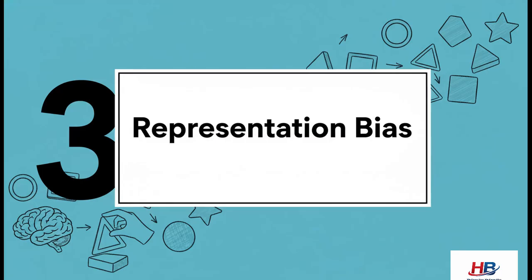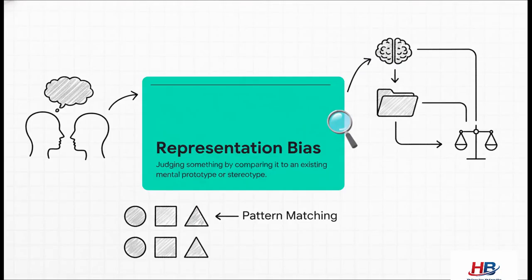All right, next up is the representation bias. This one is all about our brain's love of patterns and, yeah, stereotypes. Our brains are fantastic at matching patterns. This bias kicks in when we make a judgment by comparing a person or a situation to a mental model we already have in our heads. We ask ourselves, how much does this look like my prototype of a successful hire?